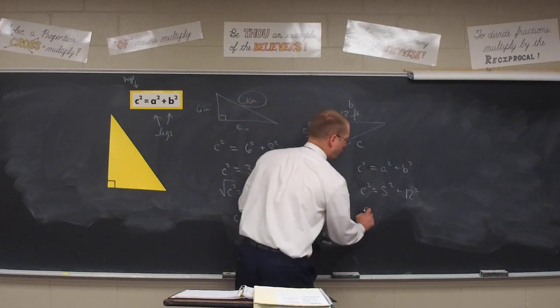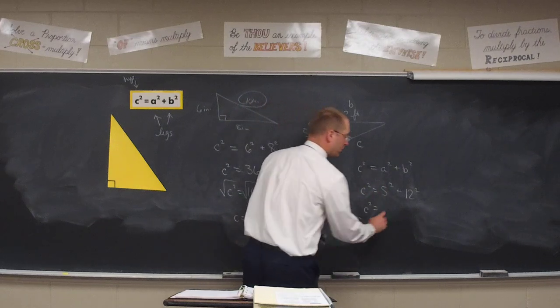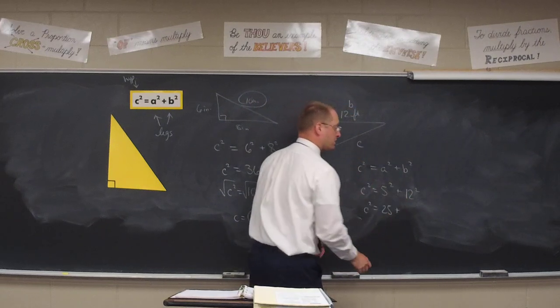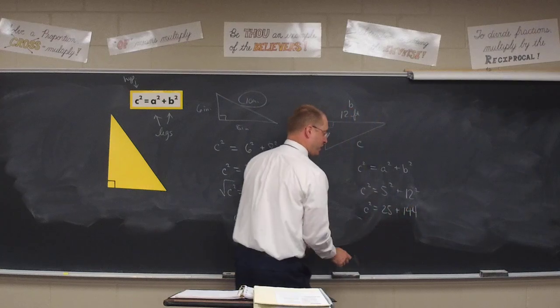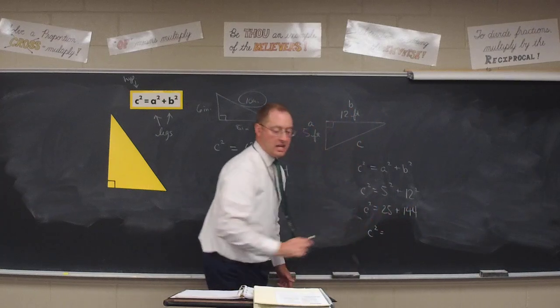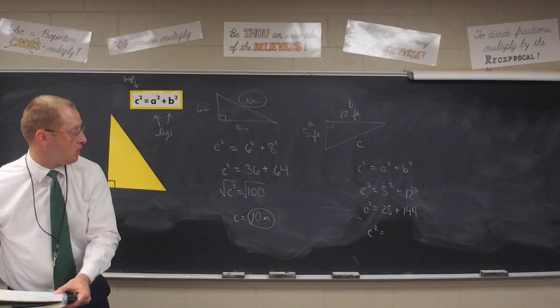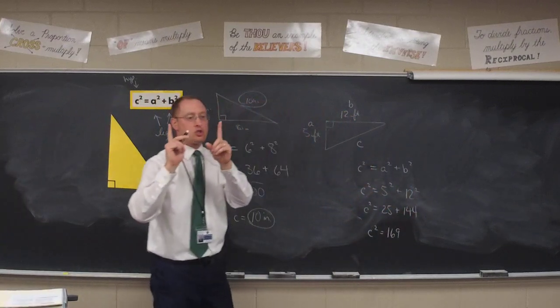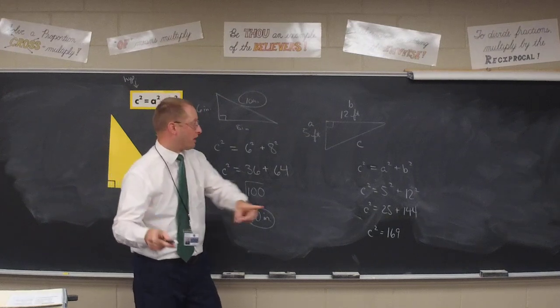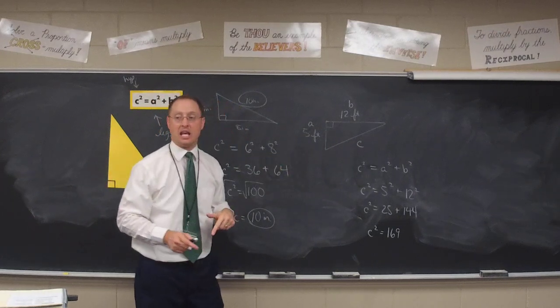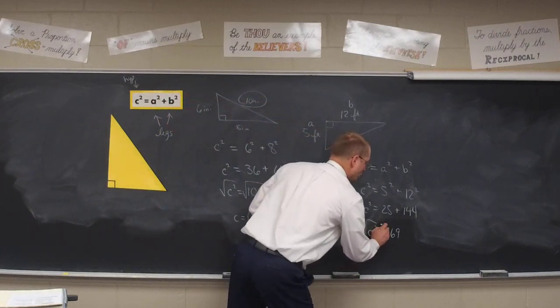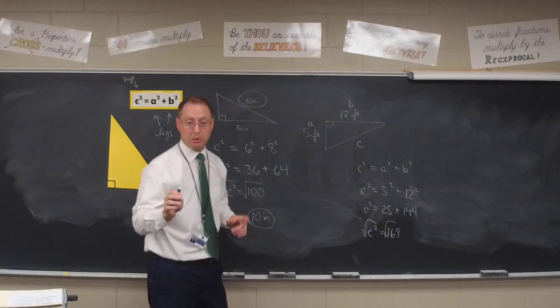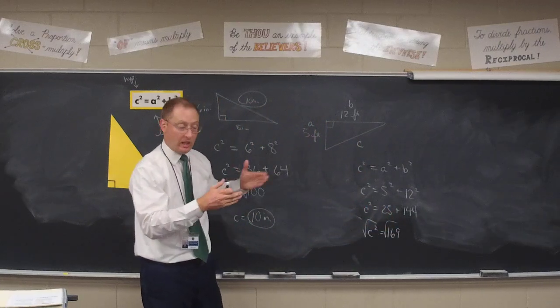Now, we know that 5 squared, class, is 25, and 12 squared is 144, and so that means that C squared equals 169 feet. 169, but that's C squared. I don't want C squared, I want C. So I've got to take the square root. Again, normally we'd say positive, negative, but not when we're talking about a number of feet, a length.